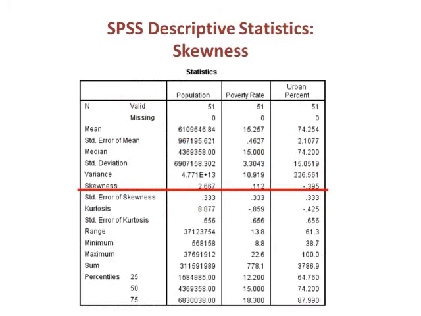These numbers are highlighted in this output. Poverty rate and percent urban fall in an acceptable range. We do not regard them as skewed. Population has skewness greater than 2, so we regard population as skewed to the right.